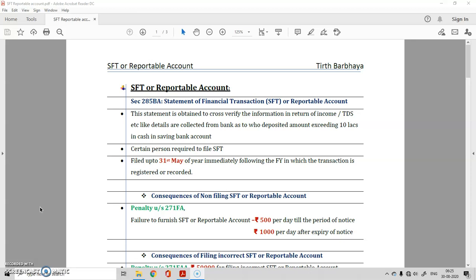So today I am going to discuss the concept of SFT, that is Statement of Financial Transaction or Reportable Account, that is a topic of CA Final Direct Tax.